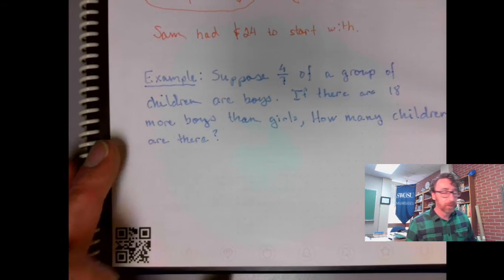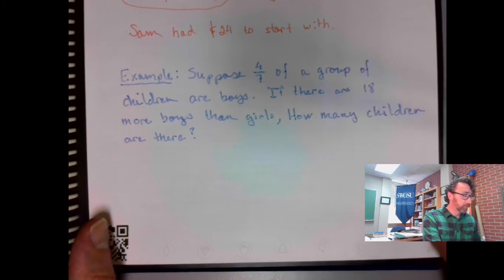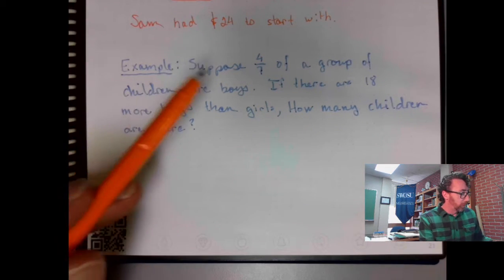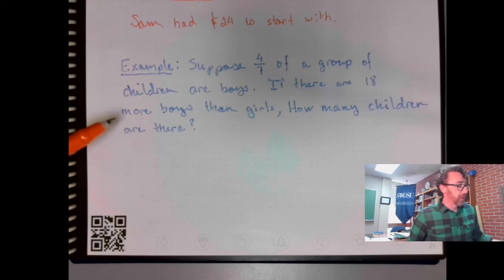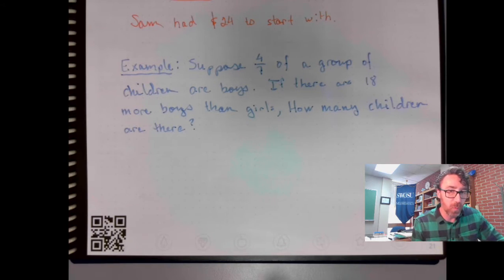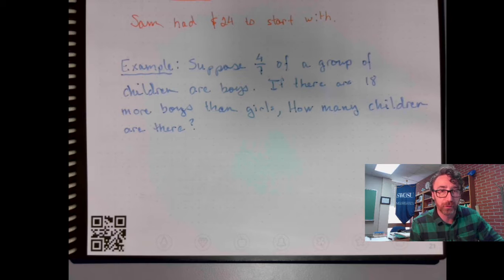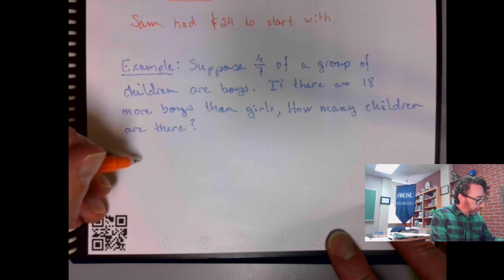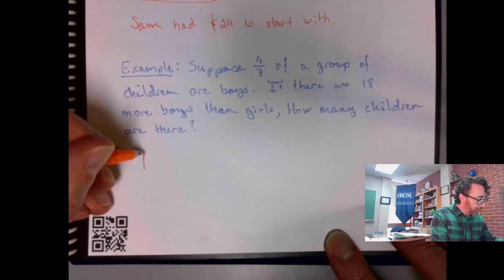All right, another example. Suppose 4/7 of a group of children are boys. If there are 18 more boys than girls, how many children are there? So this is a 2-step problem.